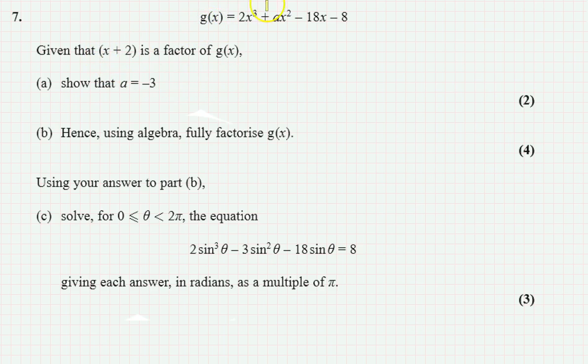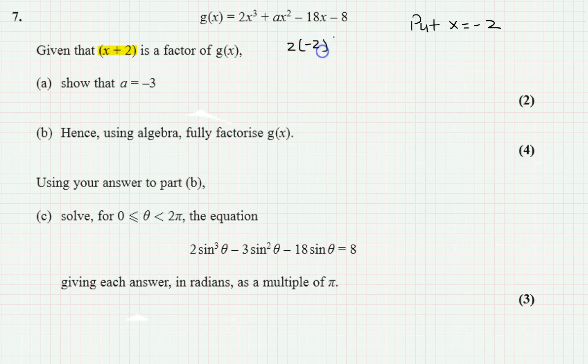Question number 7: g(x) is equal to 2x cubed plus ax squared minus 8x minus 8. Given that x plus 2 is a factor. So if x plus 2 is a factor, then according to the factor theorem, we can put x equal to minus 2, because x plus 2 is a factor. So we will get no remainder.